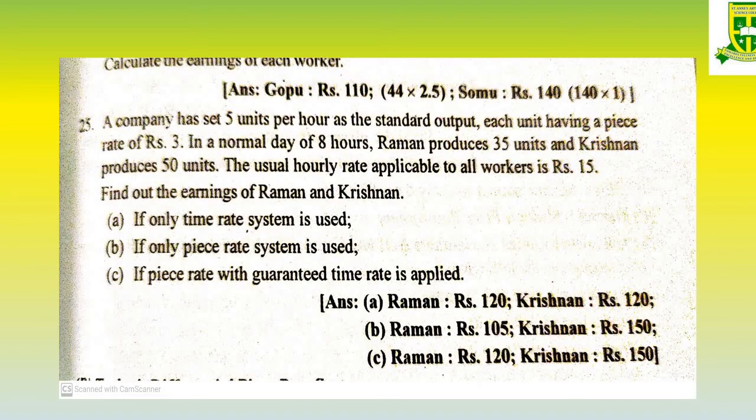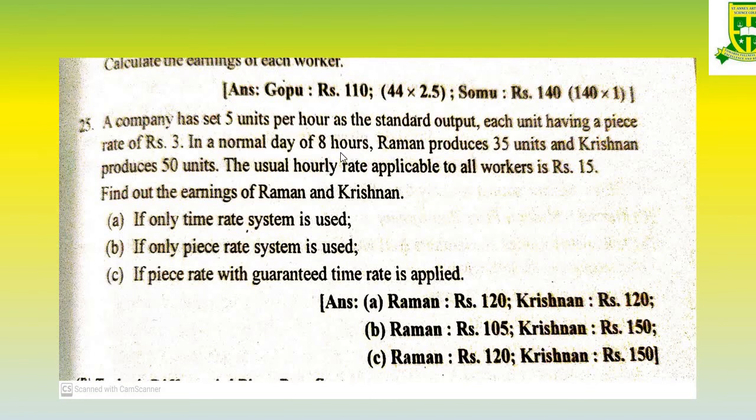So this is a question on the time rate and piece rate system. A company has set 5 units per hour as a standard output. So what the company is fixing is that per day they can manufacture 5 units. Each employee compulsorily has to manufacture 5 units. Each unit has a piece rate of 3. Here they have given the piece rate. So for each unit you are producing, the company will pay 3 rupees as the piece rate. Don't confuse the piece rate with the rate per hour. The piece rate is totally different from the rate per hour. If the piece rate is not given, you can find it out, but the rate per hour will surely be given in the question.